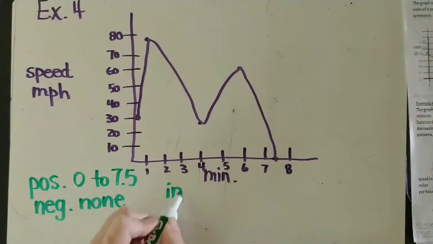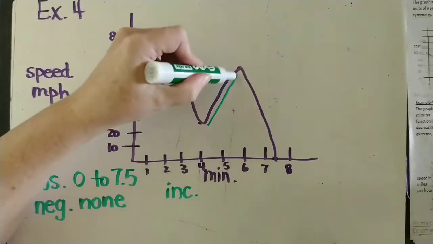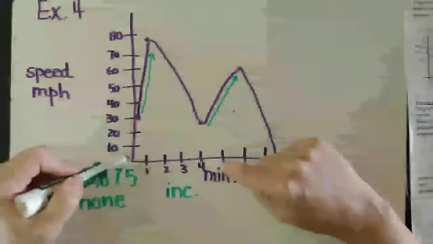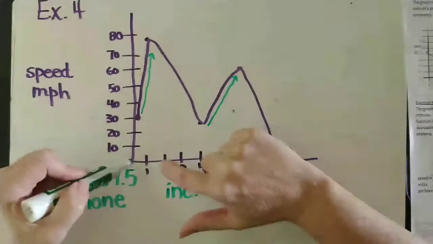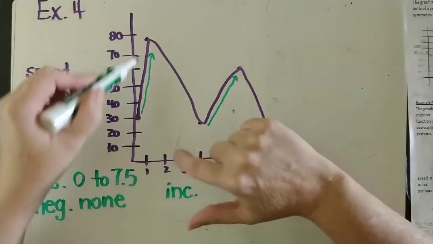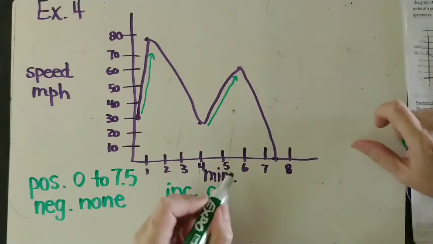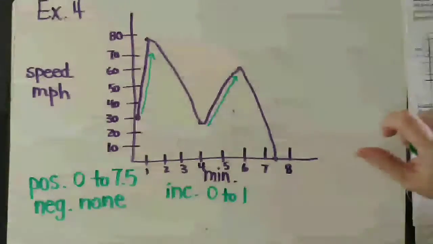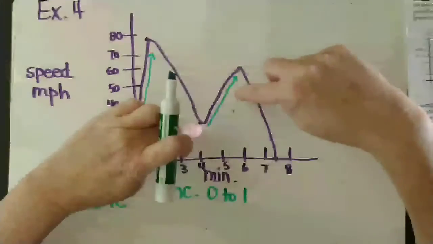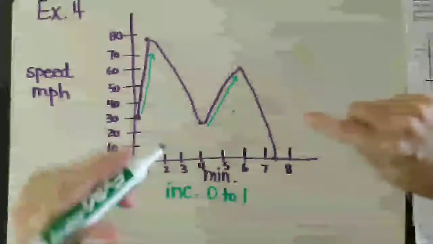Now let's do increasing. Well, you can see that this is increasing in 2 places here. I see an increase here and an increase here. So we have to describe it according to our x value. So it's increasing from about 0 to 1. You can see this portion right here. And it's also increasing on this portion right here. If you go across and read your x-axis, it's from 4 to about 6.